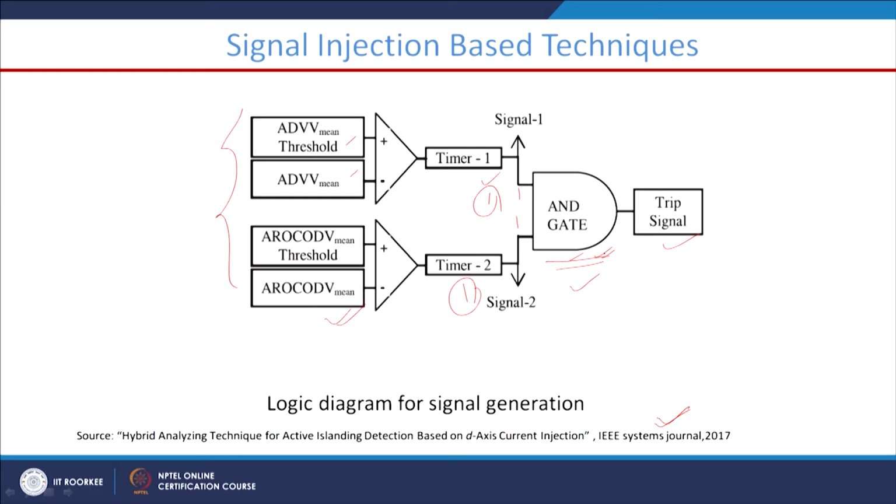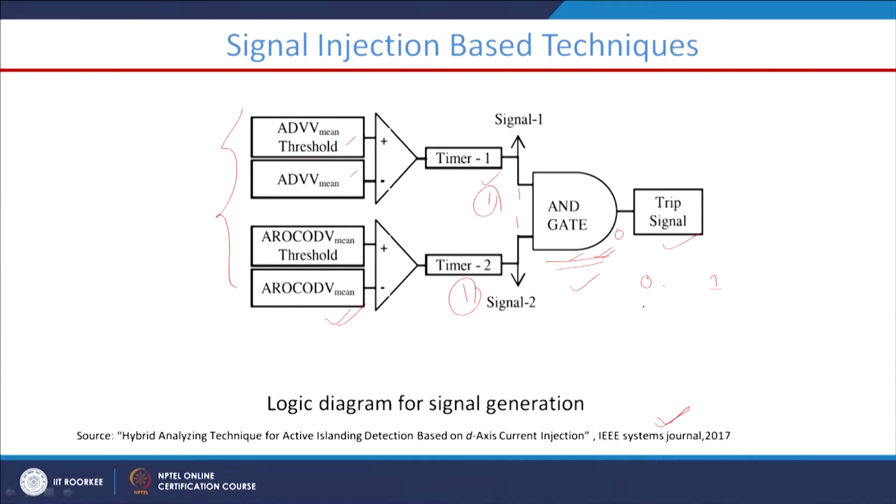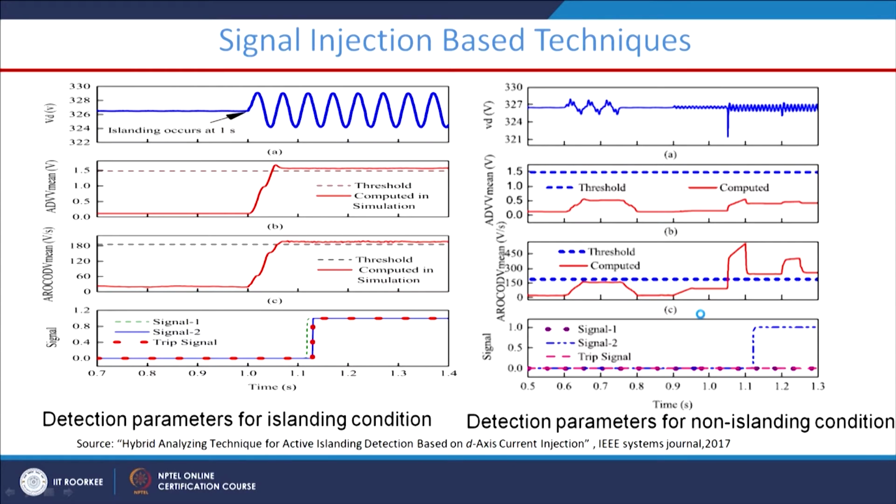If any one of these feature outputs is 0, even if the other one is 1, there will still be no trip signal, right. So, the output is going to be 0. That means together the two signals should be 1. This is how they have simulated the system and kept a few signals in front of us. So, we will discuss it, and we have taken it from this particular paper or article.